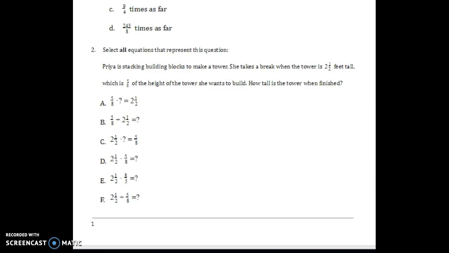A. 5/8 times question mark equals 2 1/2. B. 5/8 divided by 2 1/2 equals question mark. C. 2 1/2 times question mark equals 5/8. D. 2 1/2 times 5/8 equals question mark. E. 2 1/2 times 8/5 equals question mark. F. 2 1/2 divided by 5/8 equals question mark.